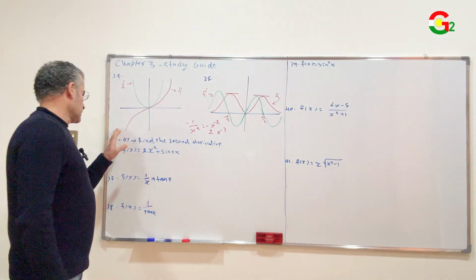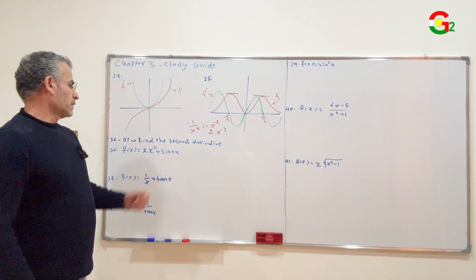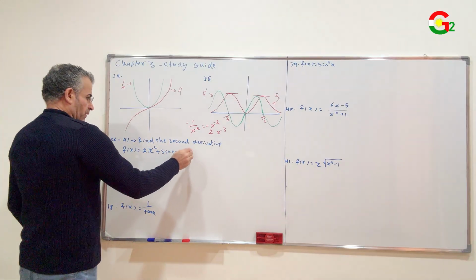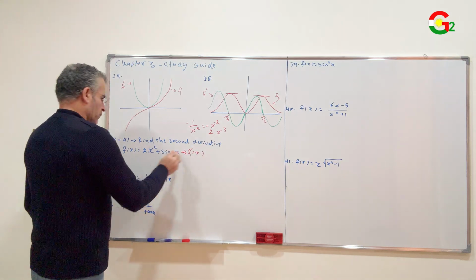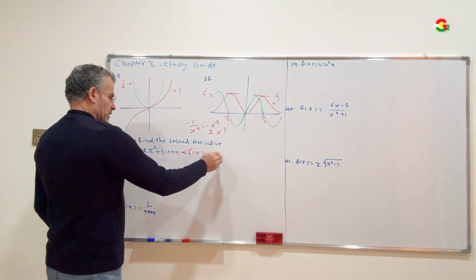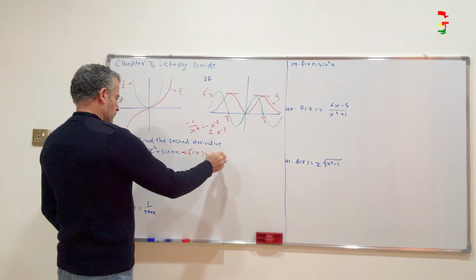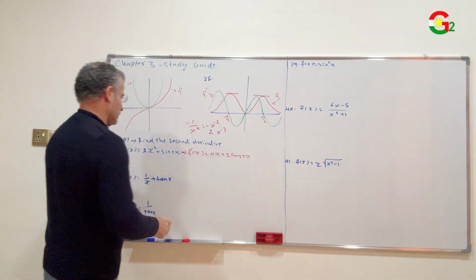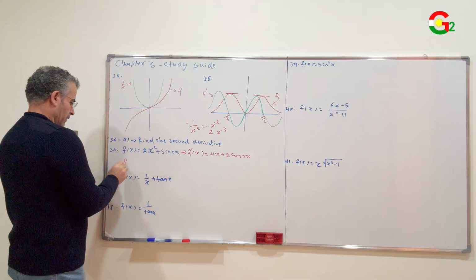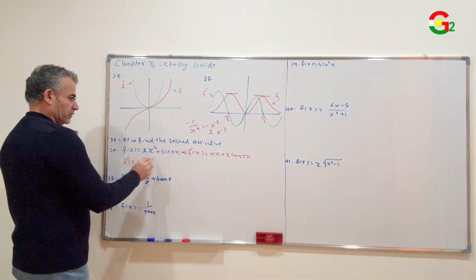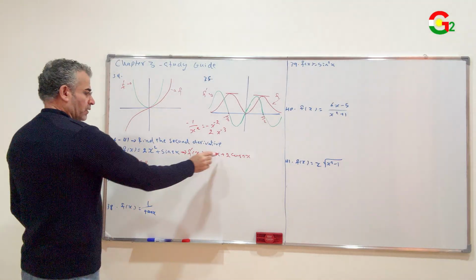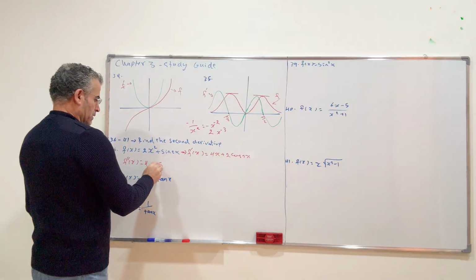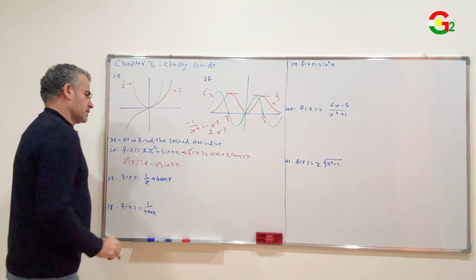Question number 36 to 41: find the second derivative. The first derivative of this function, f prime of x, equals 4x plus 2 cosine 2x. The second derivative, f double prime of x, equals 4 minus 4 sine 2x.